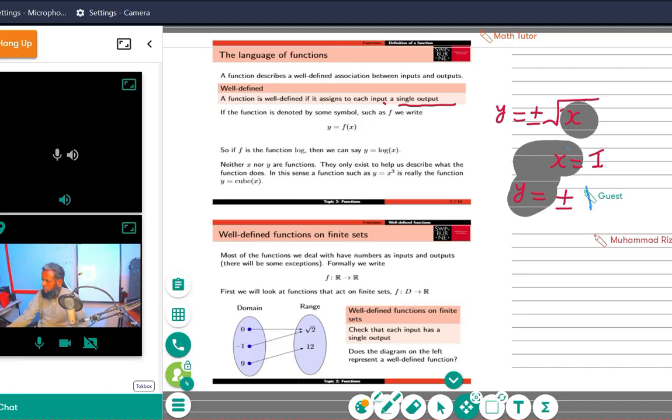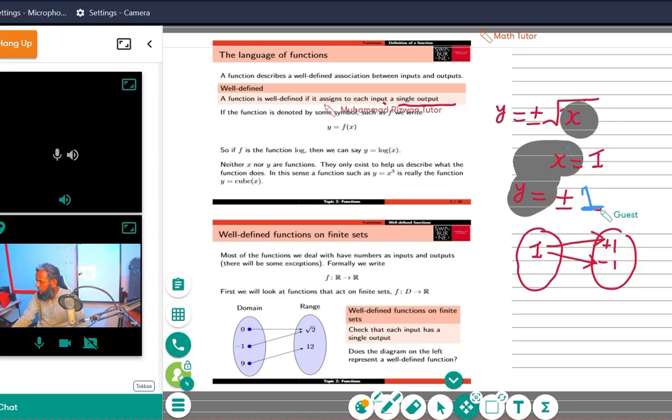Output 1. So for 1 there are two values, plus 1 and minus 1, okay? So this is not a function according to the definition of function. This is not a well defined function, okay? So you should write it is not a well defined function. Good, great, thank you.